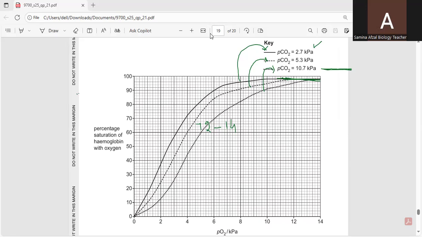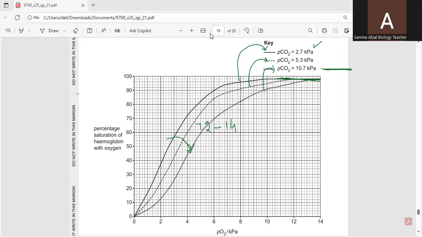You can see this curve has been shifted towards the right. The right shift means that for any given partial pressure of oxygen, the percentage saturation of hemoglobin with oxygen is lower. In other words, hemoglobin is more likely to release its oxygen into the surrounding area. Therefore, the curve representing the conditions in respiring tissues will be the one with the highest carbon dioxide, which is the dotted line.